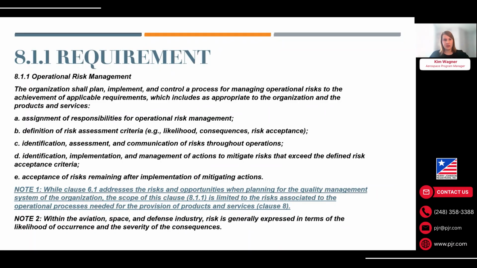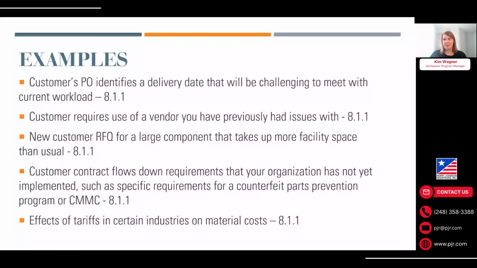And as it says here in this note that's underlined, it clarifies right in the standard that while clause 6.1 addresses the risks and opportunities when planning for the quality management system of the organization, the scope of this clause in 8.1.1 is limited to the risks associated to the operational processes needed for the provision of products and services. Okay. So let's look at some examples of some operational risks, right?